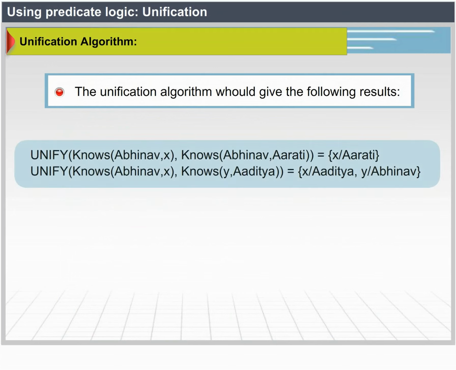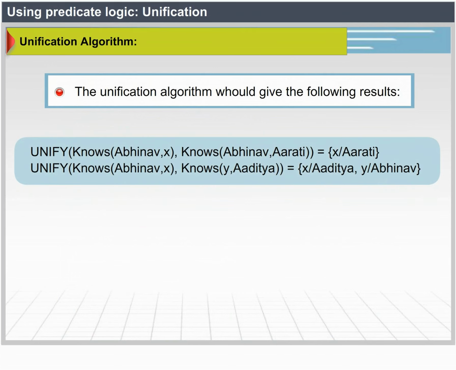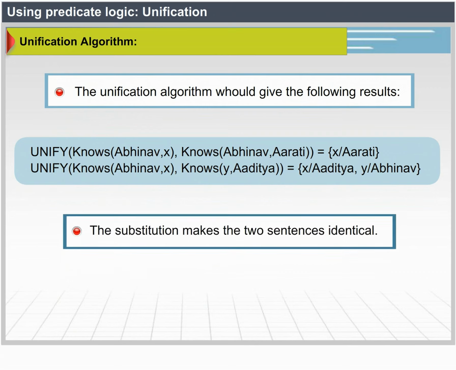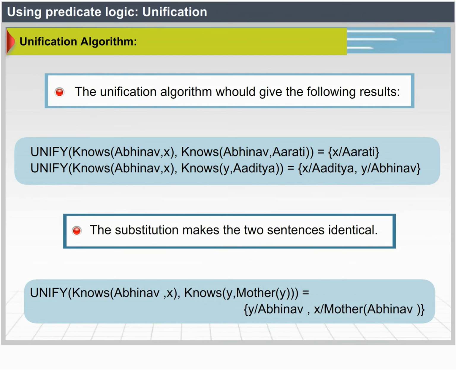Unify(Knows(Abhinav, x), Knows(Abhinav, Arti)) gives x by Arti. Unify(Knows(Abhinav, x), Knows(y, Aditya)) gives x by Aditya, y by Abhinav. The substitution makes the two sentences identical. Unify(Knows(Abhinav, x), Knows(y, mother(y))) gives y by Abhinav, x by mother of Abhinav.